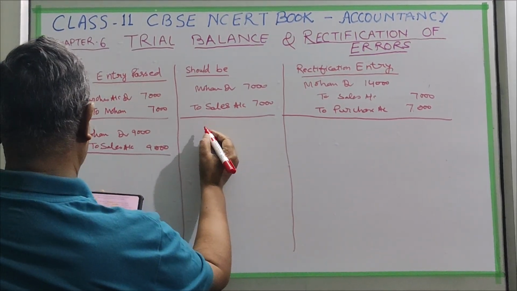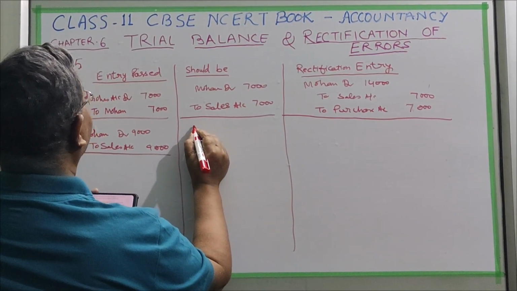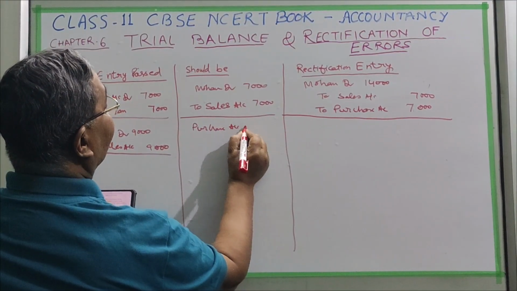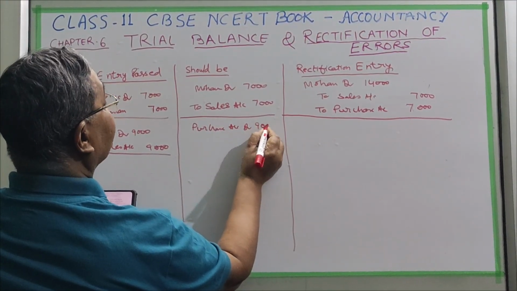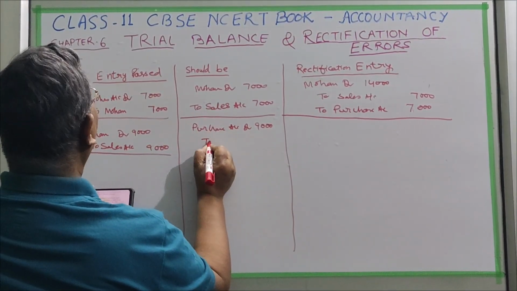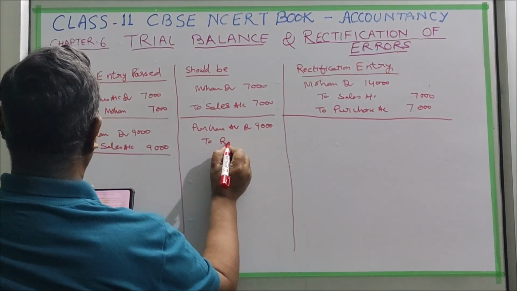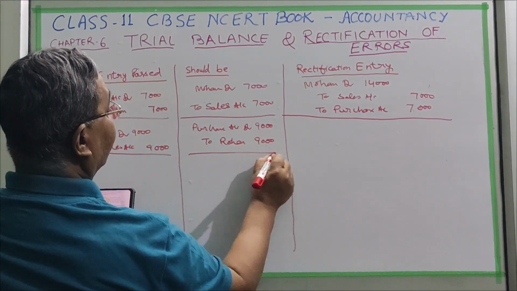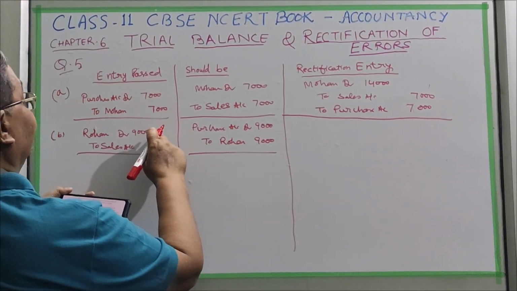Whereas you should have done purchase. So you should have done purchase account debit 9,000 to Rohan. Okay, now from here we will start.